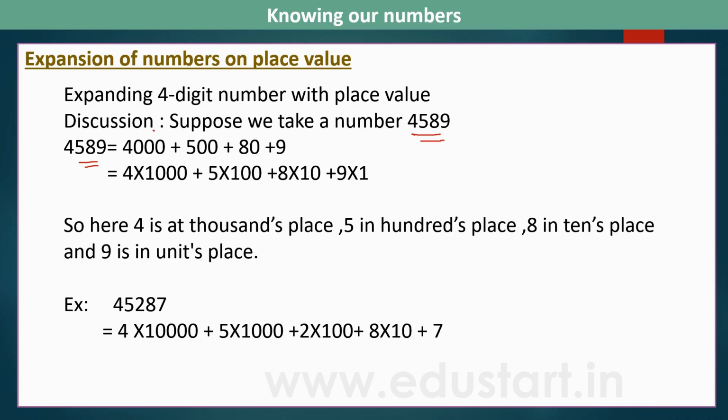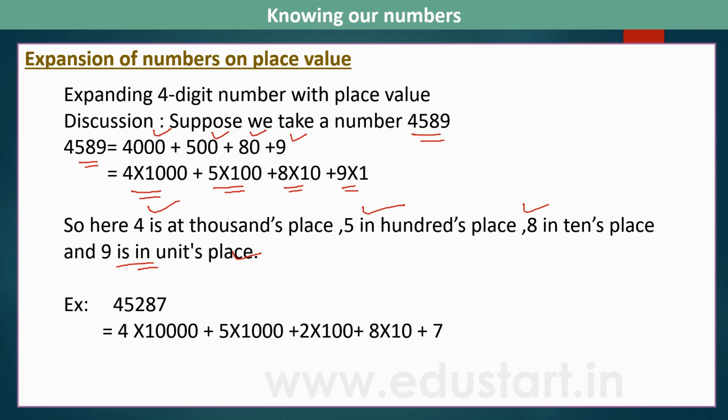4589. So 4000 plus 500 plus 80 plus 9. 4000 is equal to 4 into 1000. 500 is equal to 5 into 100. 80 is equal to 8 into 10. So it means 4 is in the thousands place, 5 is in the hundreds place, 8 is in the tens place.